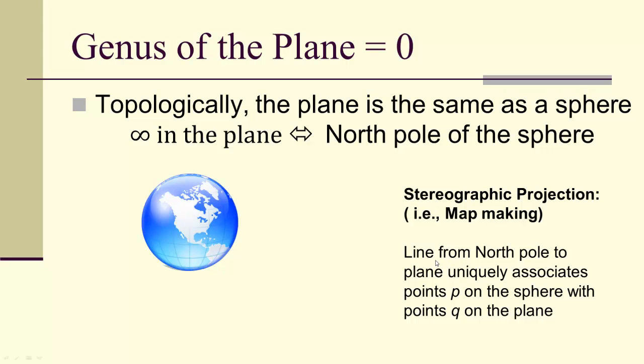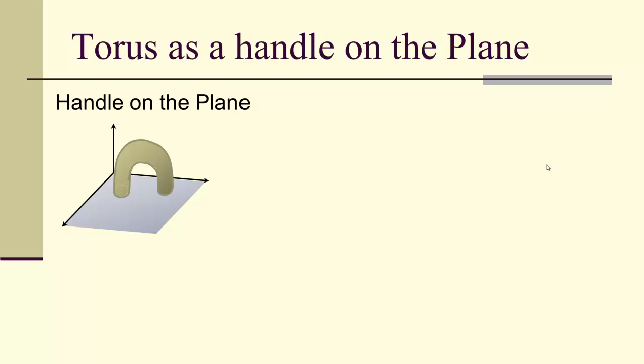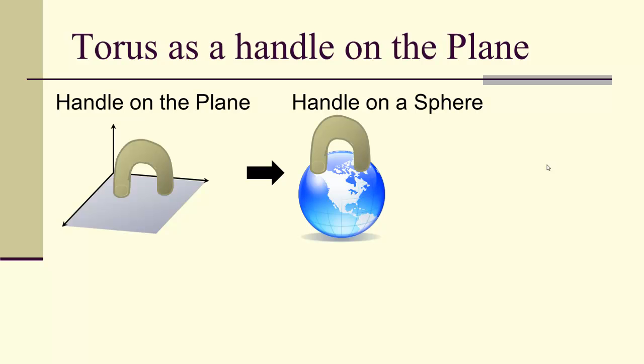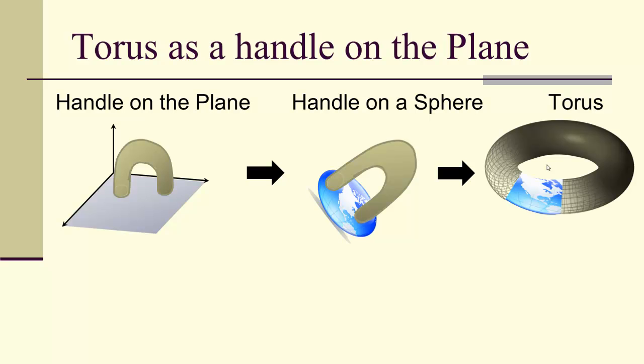That's called stereographic projection, i.e. it's just drawing maps. So the line from the North Pole to the plane uniquely associates points on the sphere to points in the plane, and the North Pole therefore has to be infinity. Now a handle on the plane is essentially a handle on a sphere. And if we deform the sphere, then we can deform it into a torus.